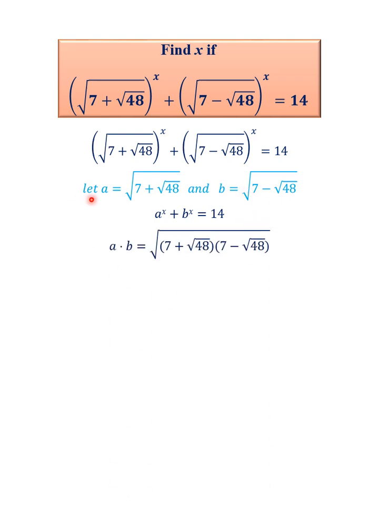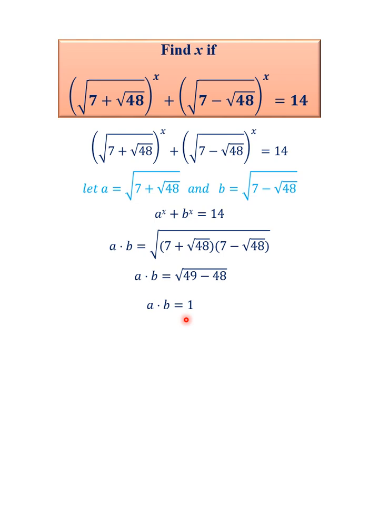So let's multiply. A times B means the square root of this times this, because the square root of a number times the square root of another number is simply the square root of the product of both numbers. So we have the square root of this and this. This is definitely the difference of two squares, so it reduces to A times B equal to the square root of 7 times 7 gives us 49, root 48 times root 48 gives us 48. Remember, negative. Now, 49 minus 48 gives us 1. The square root of 1 is 1. So the product of A and B equals 1.